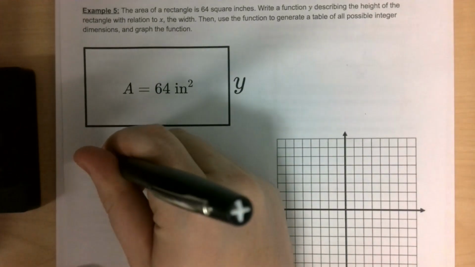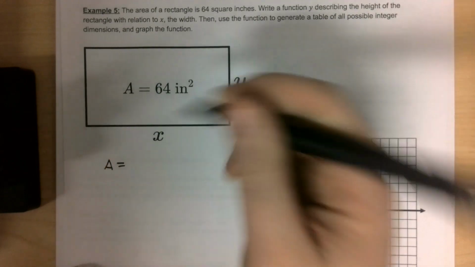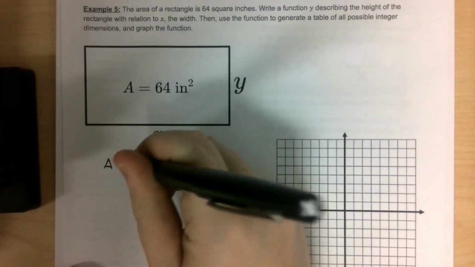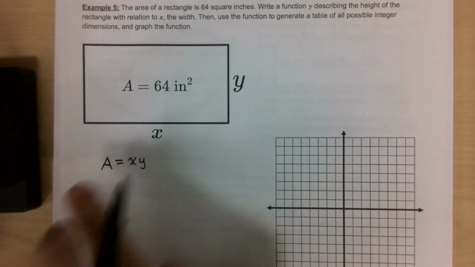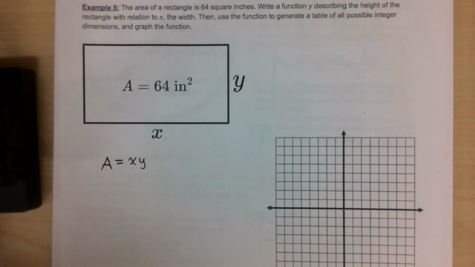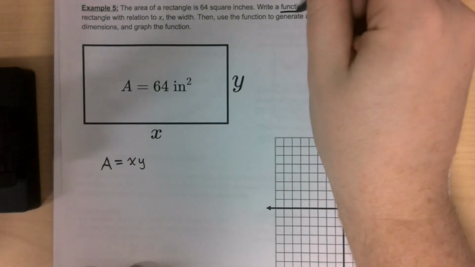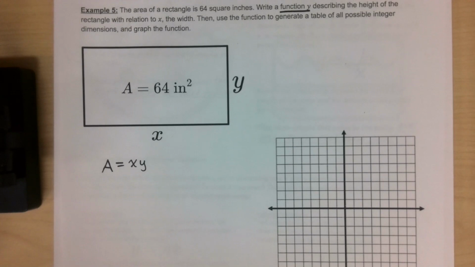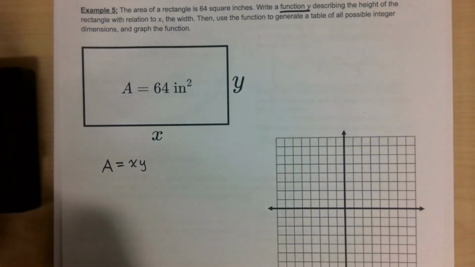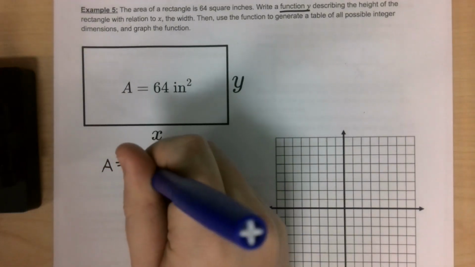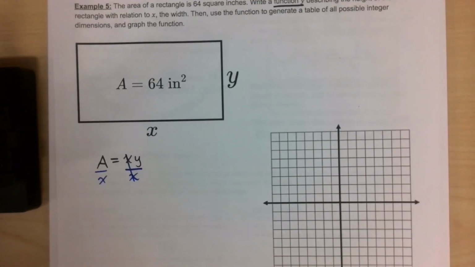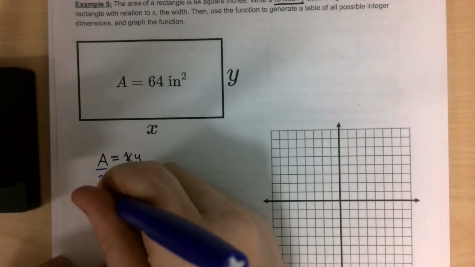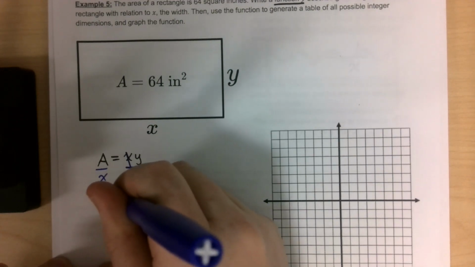Well, we know the area of a rectangle is base times height, or x times y. But do we want to have x and y on the same side? Not really. It says we want to write a function y describing this. So how do we get y by itself? Well, those keen among us might know that we should divide the x out. If we divide by x, y will be all by itself. We end up with A over x equals y.